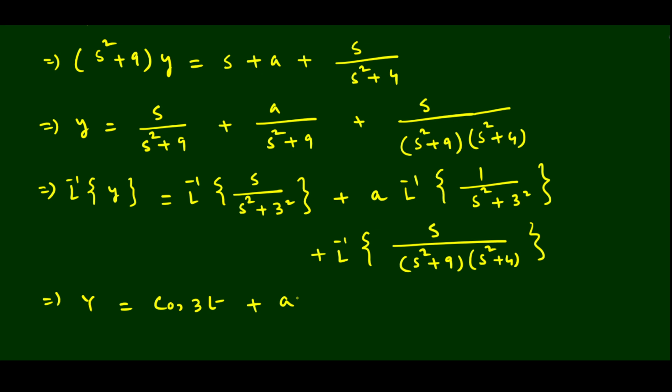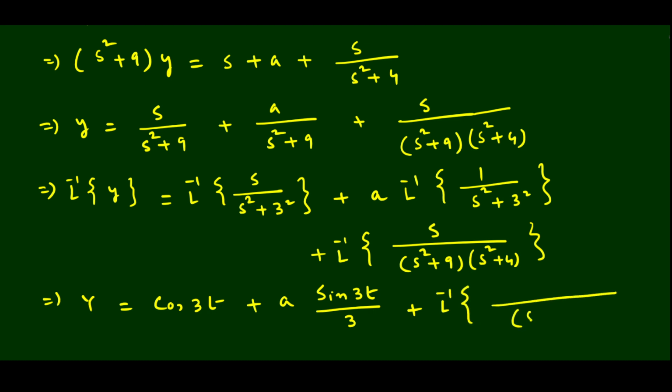So this formula is how much? Sine at, meaning sin 3t divided by a, where a is our 3. But you see the last term, there is no formula like this. So for that, what to do? We have to simplify this a little bit.